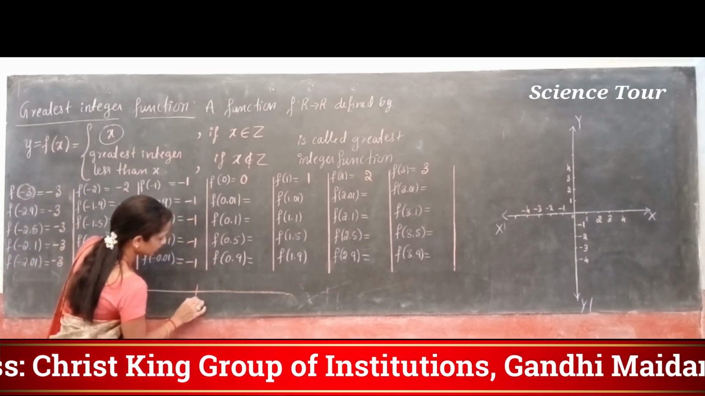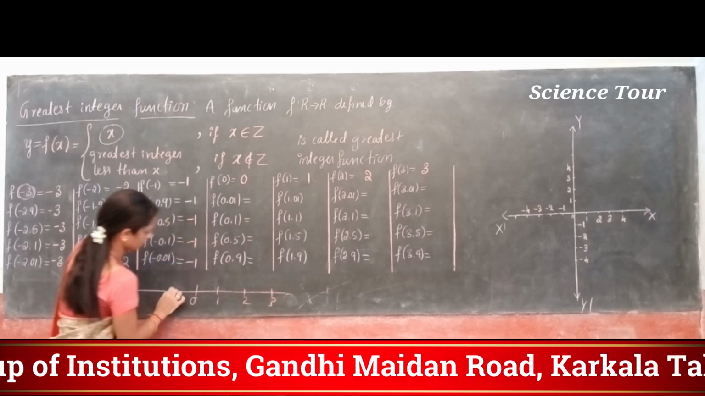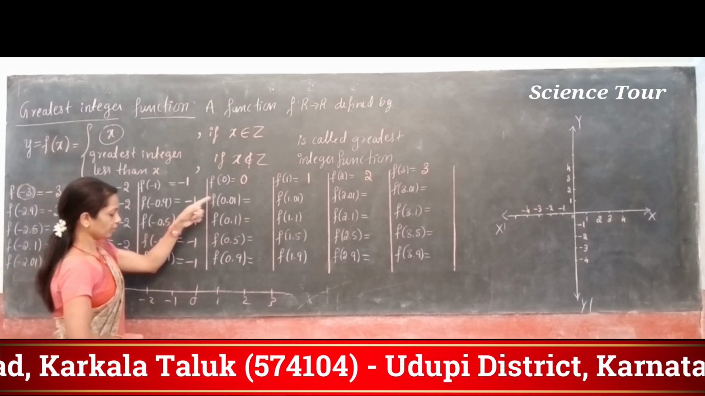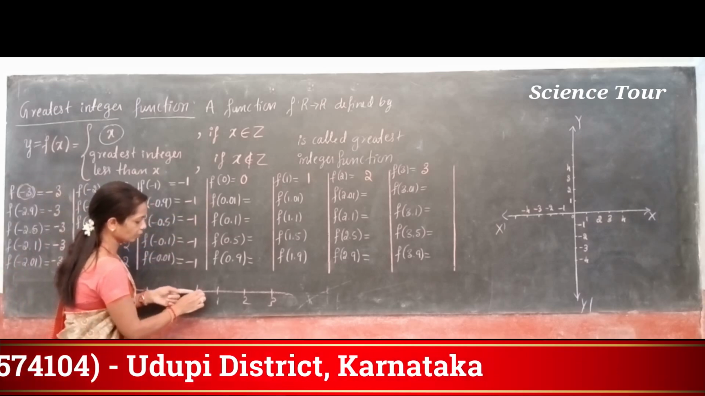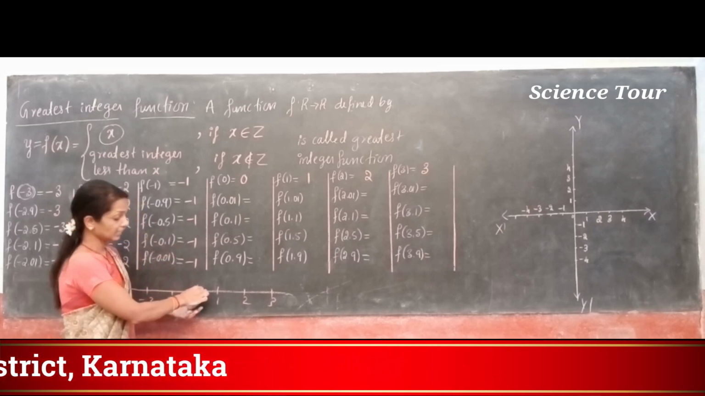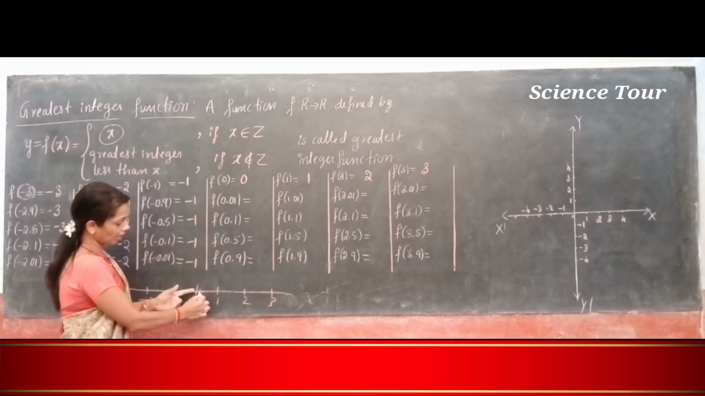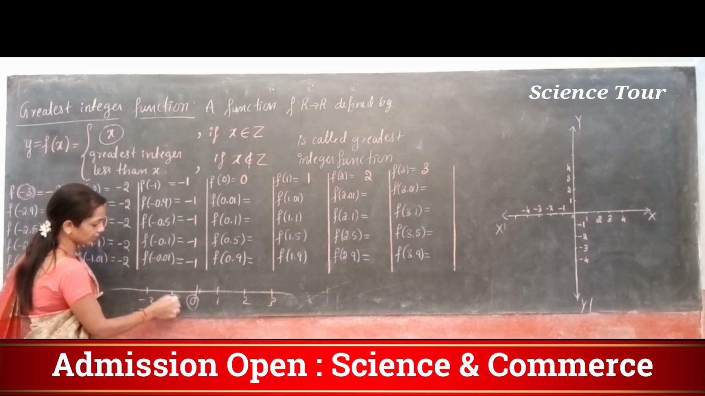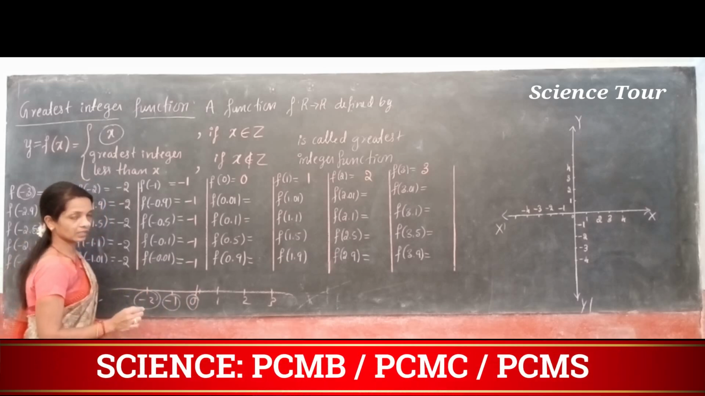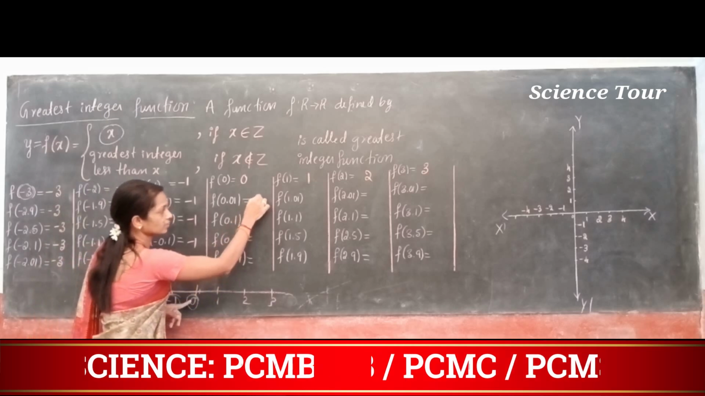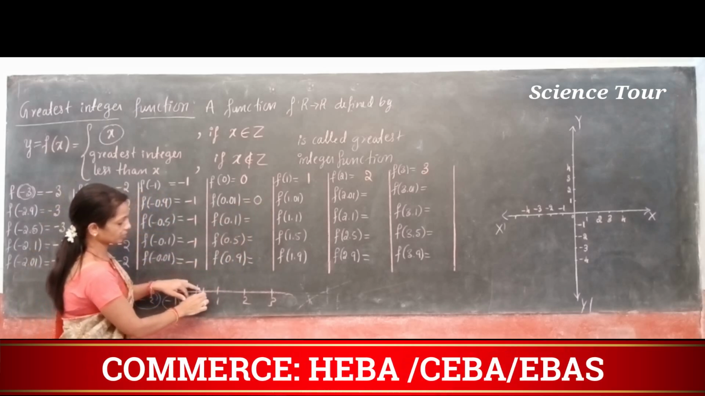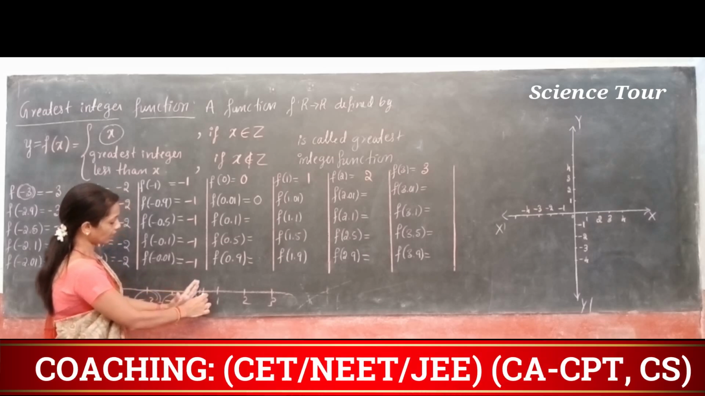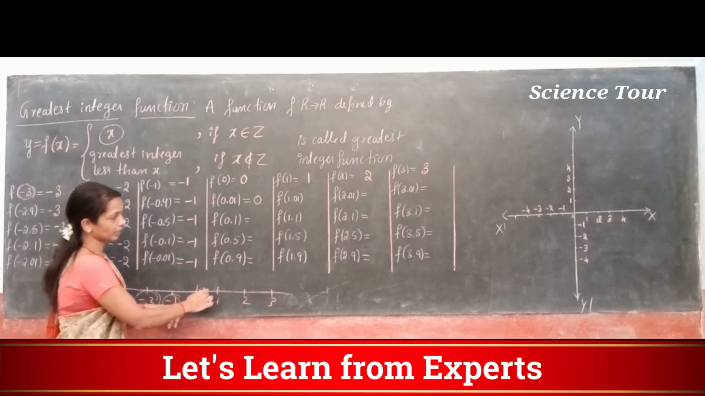Next, f of 0.1. You have number line like this: 0, 1, 2, 3, next minus 1, minus 2, etc. F of 0.1, where it comes? That comes here, right? And you have to see now integers which are less than 0.1. You have many integers: 0, minus 1, minus 2, etc. In that, what is the greatest one? Greatest one is 0. So here answer is 0. For 0.1 that comes somewhere here. Integers less than 0.1 are 0, minus 1, minus 2, etc. In that greatest one is 0.